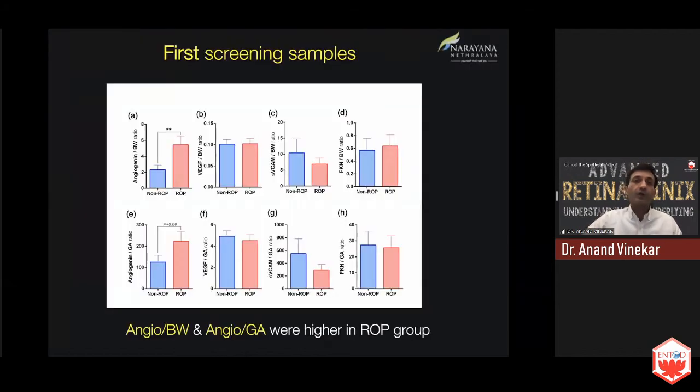But what can we do with their very first screening samples? The two parameters that I brought in the very first slide were birth weight, which we all get to know, and gestational age. Can we play with these two that we know? Again, not too sure, because many times gestational age and birth weights are not known accurately, but can we play around with these? What we found was, if we had ratios, angiogenin divided by birth weight, VEGF divided by birth weight, and so on, the two ratios, angiogenin by birth weight and angiogenin by gestational age, were higher in the ROP group.